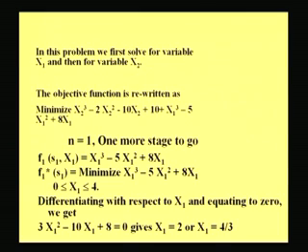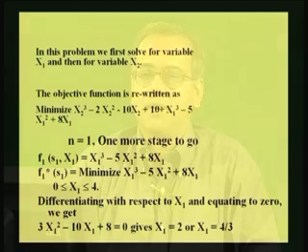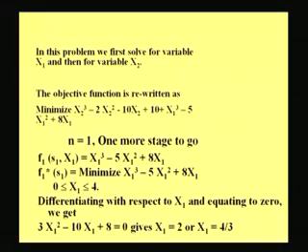Now, because we have rewritten the objective function this way, it makes it easier for us to solve for variable x1 first and then for variable x2. The constant now is added along with the x2 terms and not along with the x1 terms. So, as usual, n equal to 1, one more stage to go. f1 of s1 comma x1 is equal to x1 cubed minus 5x1 square plus 8x1. f1 star of s1 is the best value of x1 that optimizes the function f1 of s1 x1.